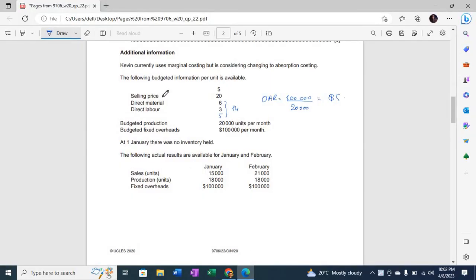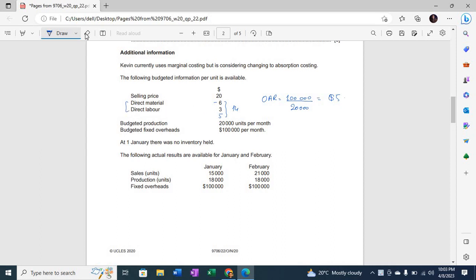In this question, the requirement was to prepare the income statements under marginal costing and absorption costing. The following budgeted information per unit is available. Selling price per unit is $20. Direct material cost is $6. Direct labor cost is $3.